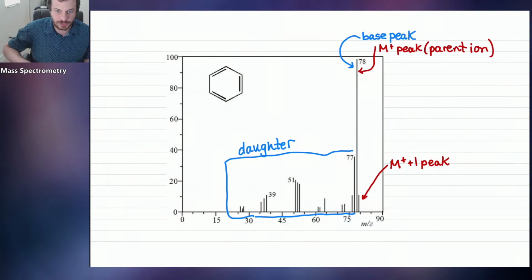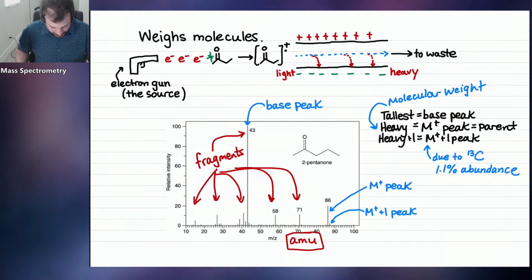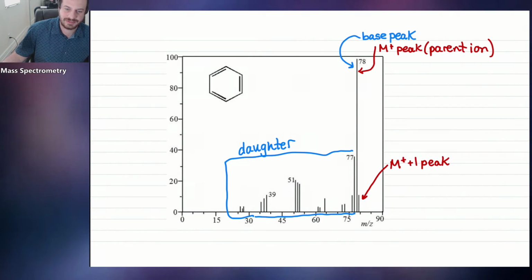Versus the previous molecule, the base peak was way down here at 43, which meant it was coming from a fragment. Maybe that makes more sense. This molecule isn't as stable as benzene. It's more prone to breaking into pieces. So all of this, hopefully it makes sense. It's pretty cool, actually, to see this. All right. Let's see what's next here.